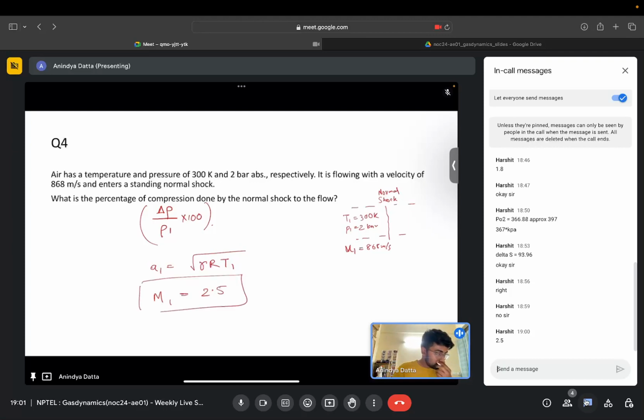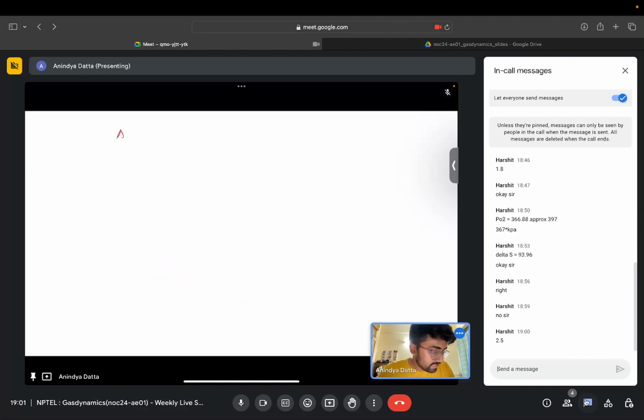Okay, so what we need to find out is delta rho by rho 1, right? So delta rho by rho 1 is rho 2 minus rho 1 by rho 1, or rho 2 by rho 1 minus 1. Okay, so we need to find out this. So for that we need to find the ratio of rho 2 by rho 1.